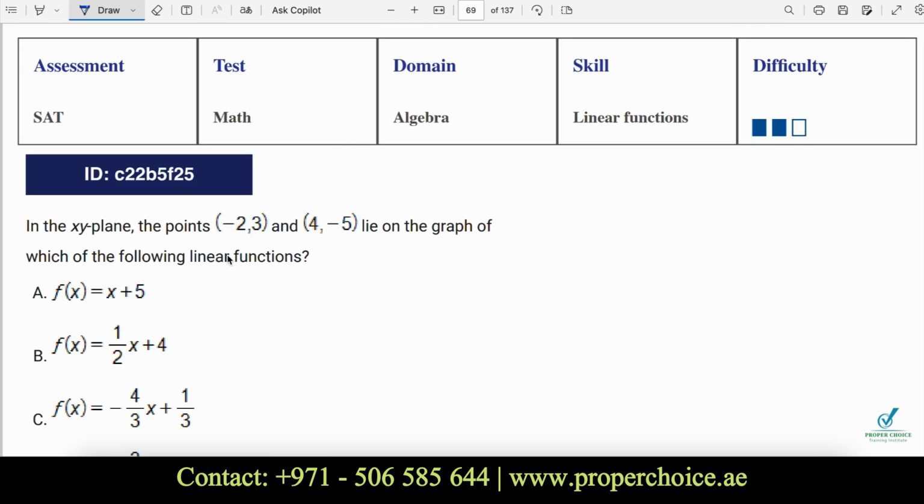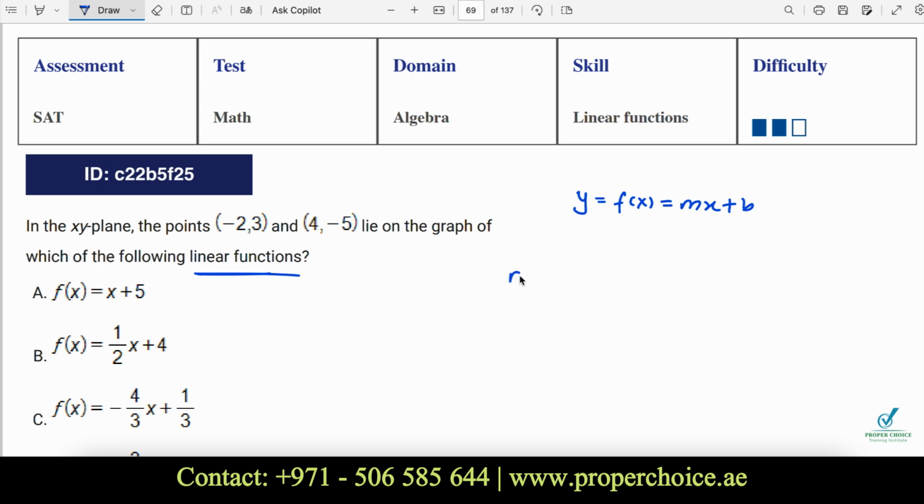In the xy plane, points (-2, 3) and (4, -5) lie on the graph of which of the following linear functions. Again, they are asking you to find the equation on whose graph these points lie. So what are we going to do? We need to find the slope and the y-intercept. As they clearly said, it is a linear function, which we generally write as y equals, or f of x equals mx plus b. Our concern is to solve for m and b.